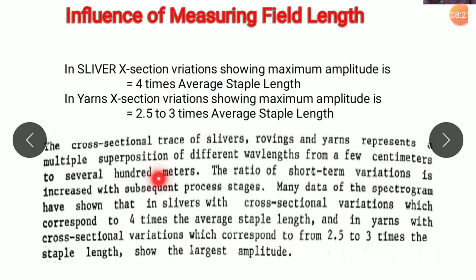Basically, if you are testing a sliver, the maximum amplitude of the variations corresponds to 4 times the average staple length. If you have 1 inch, meaning 2.54 centimeters, then 4 times that means approximately 10 centimeters. At 10 centimeters the maximum amplitude will be there if you are testing a sliver.